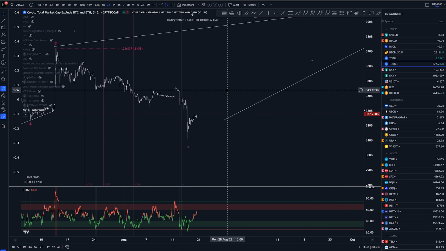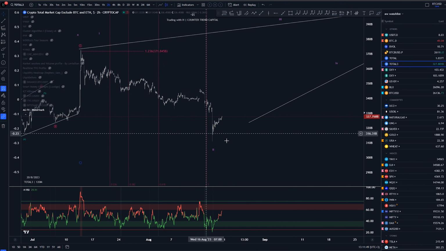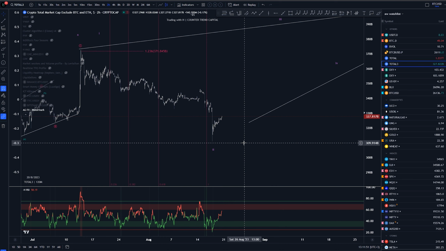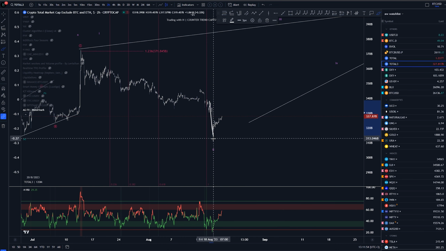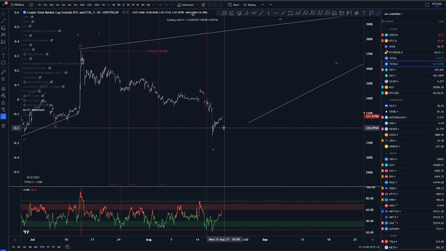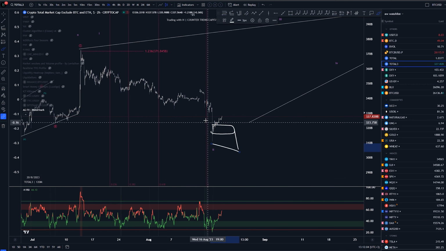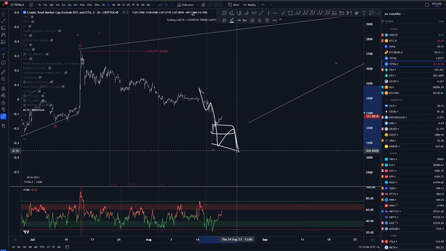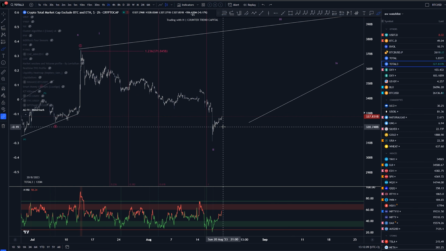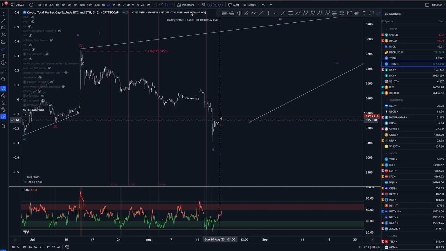So if we are comparing this Total 3 to Bitcoin, after the dump, Bitcoin has had much more of a sideways weekend while altcoins have been rising up. On Bitcoin, I am actually waiting for one more low to create divergences here to create some kind of 5-wave move. On altcoins, we don't need to make that.